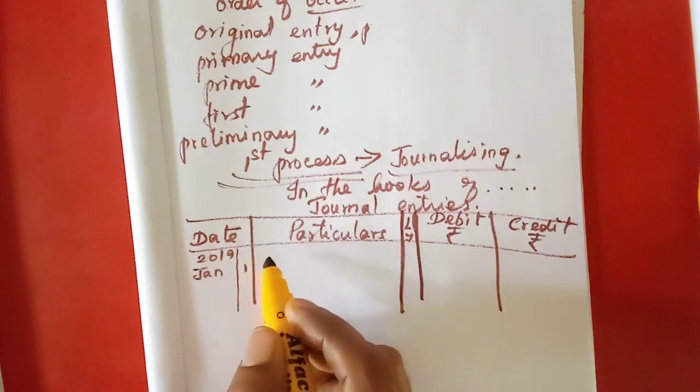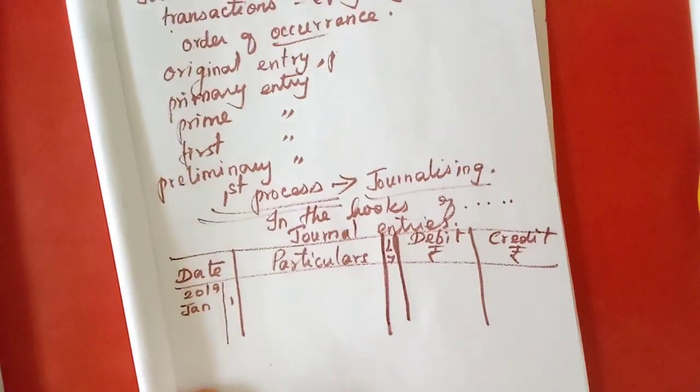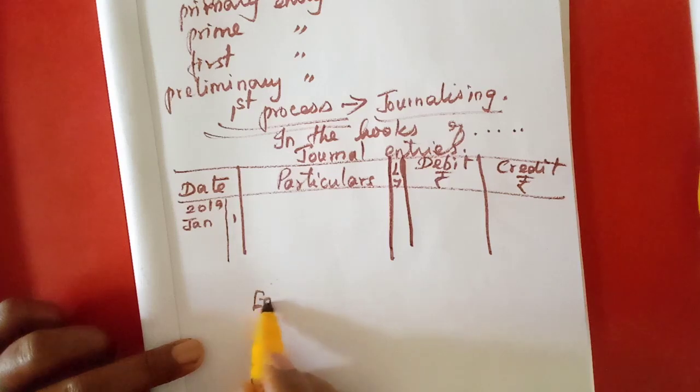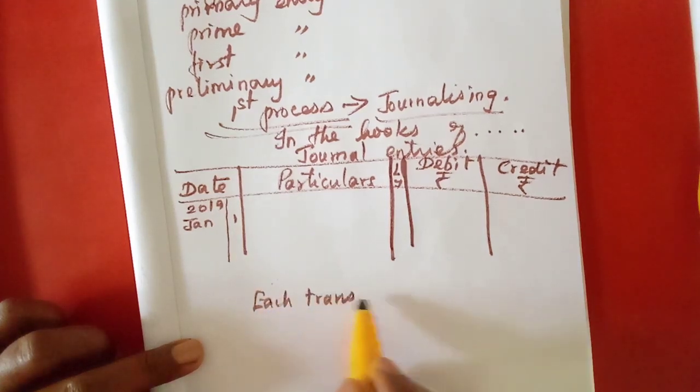Then each transaction will affect 2 accounts, isn't it? Each transaction will be affected by 2 aspects, 2 accounts. It will affect 2 accounts.